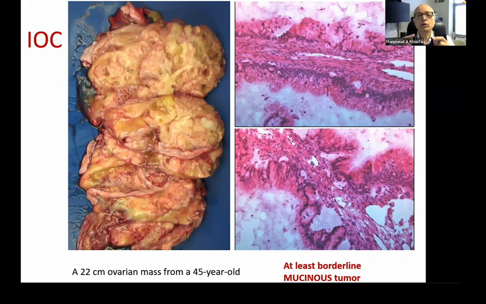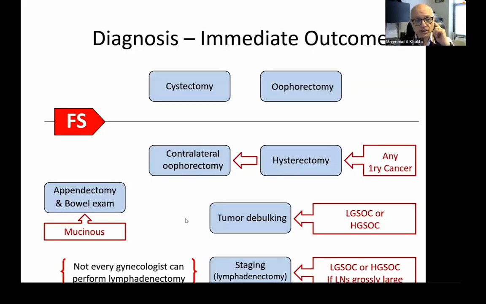What does that mean to the surgeon at this point? Once they heard the word mucinous, they are going to go for the appendix because this could be metastatic. They heard you say at least, so probably this is carcinoma. They don't want at the end this to be carcinoma, so they probably are going to proceed with a hysterectomy and contralateral oophorectomy. Maybe they can do some omentectomy while they are there.